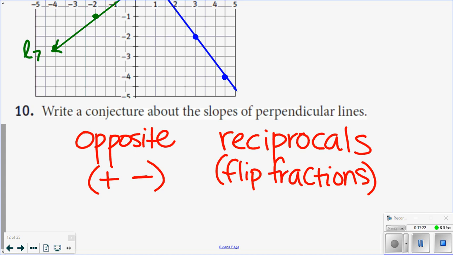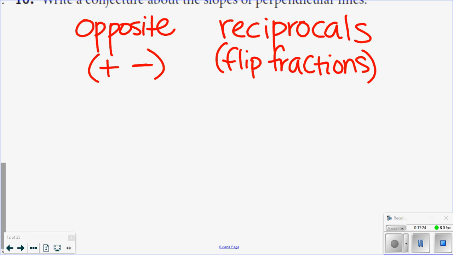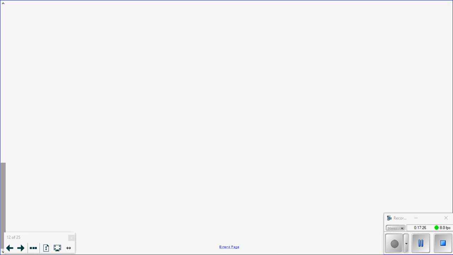So let me give you another example, and you can write this down in the My Notes section of your book. Okay, if I have a slope of the first line, let's say my slope is 5. We're going to write the slope of the second line. Okay, this is a positive 5. Your new slope has to be negative.